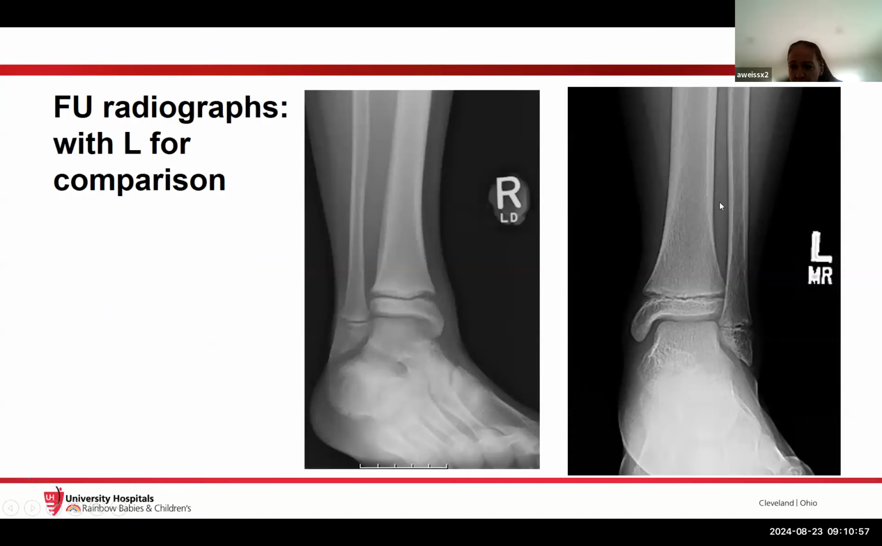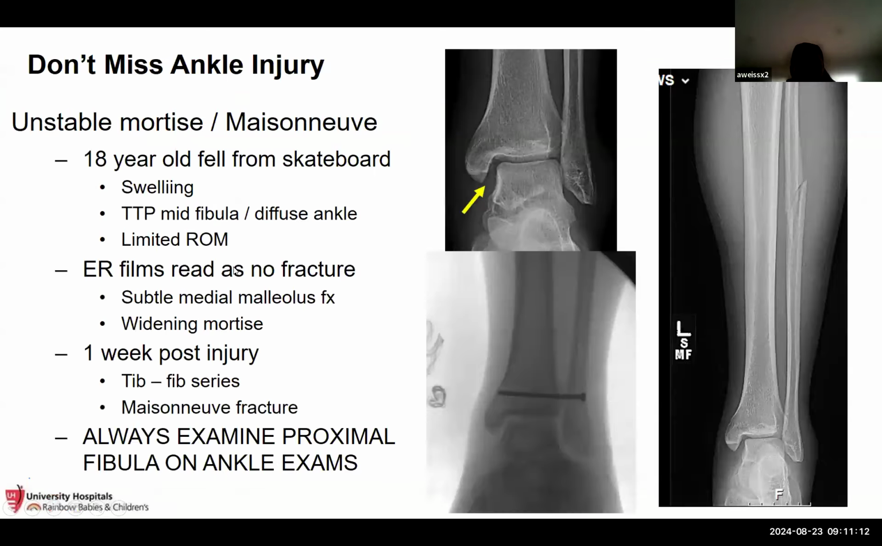So when we followed him up, this was the side that he'd injured, and this was his uninjured side. And you could clearly see there's periosteal new bone on the right side compared to the left. These days, I probably wouldn't get the comparison view. This is when insurance companies were nicer.